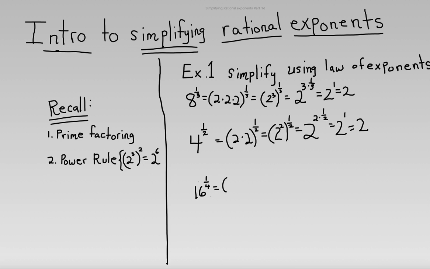And 16 is 2 times 8. I know that 8 is 2 cubed, so this gives me 2 to the 4th power using the product rule, to the 1/4, which is going to give me 2. Notice I skipped the step where I would multiply these exponents.